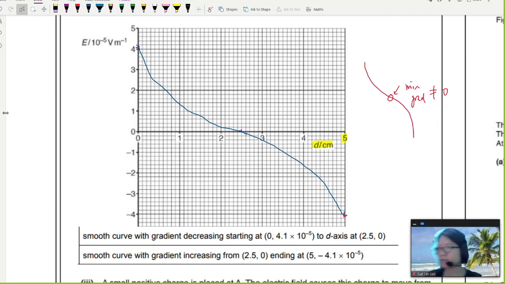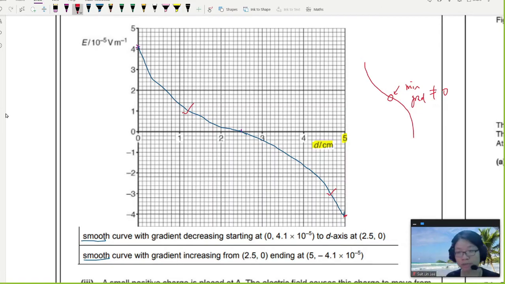Alright, here's the mark scheme, and you can see the term smooth curve. So reasonably smooth based on the judgment of the examiner, okay, and gradient decreasing, so it should be a decreasing gradient to the d-axis at 2.50, which is this point. So this part here would be the first mark. Smooth curve with gradient increasing and ending at the symmetrical point. This would be the second mark.